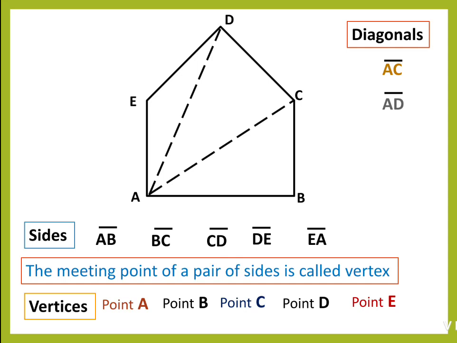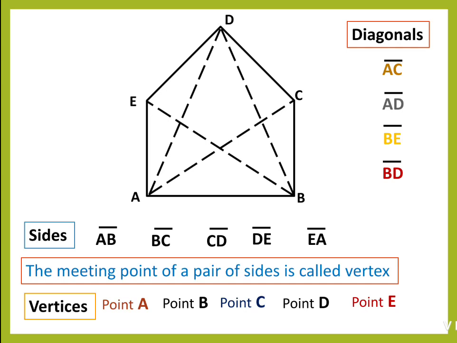Then we go to point B, vertex B. Starting from B, which is the diagonal? BE is the diagonal. Another one, line segment BD. BD is the fourth diagonal.